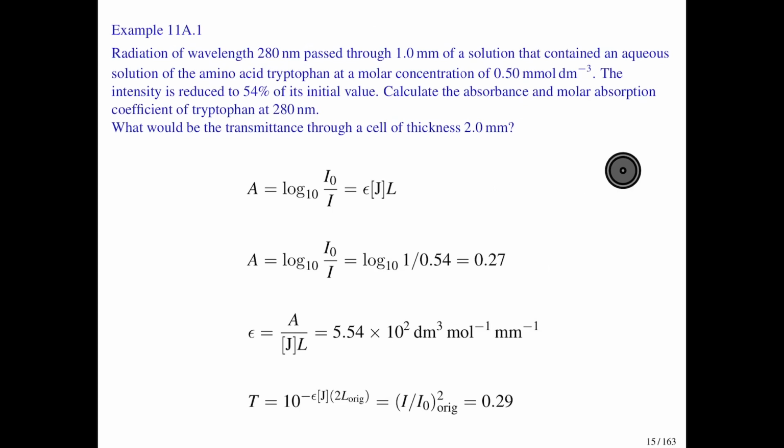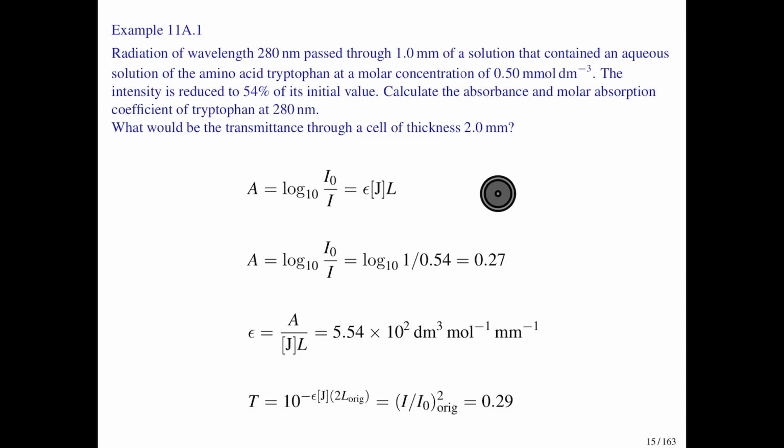So you've got radiation at 280 nanometers. You've got a 1 millimeter path length. Your absorber is the amino acid tryptophan, and that has a concentration of 0.5 millimoles per liter. Under these conditions, we're told that the transmittance is 0.54, and then we are being asked to calculate the absorbance and the molar absorption coefficient under these conditions.